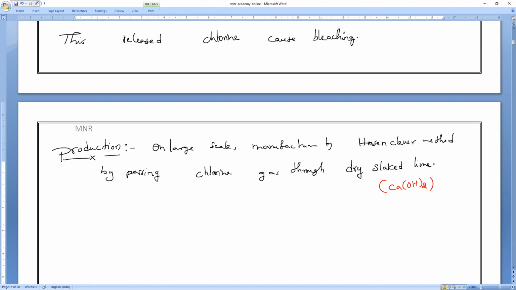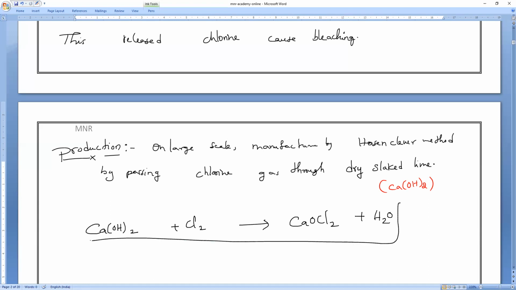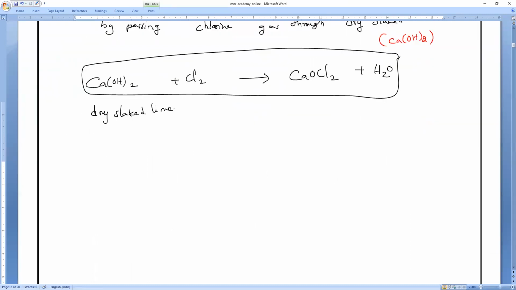Passing the gas over dry slaked lime is the only way that will give you the bleaching powder. So calcium hydroxide reacting with chlorine gas will give you calcium oxychloride, plus also a byproduct: water. That is what you have to remember. This is the reaction for the preparation of bleaching powder. So we have to pass the gas over slaked lime. Any doubt, anybody can ask. Clear, guys?